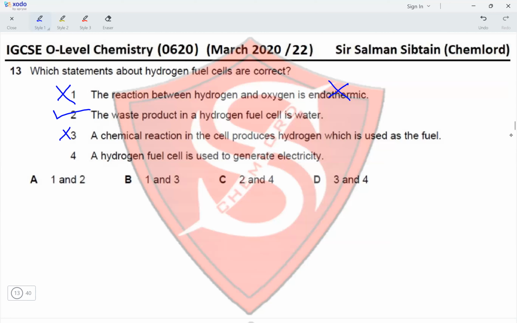And the last one, a hydrogen fuel cell is used to generate electricity. Yes, that is the purpose of a hydrogen fuel cell, to provide electricity for the car to actually function. Therefore, since statements 2 and 4 are correct, option C is the correct option for this question.